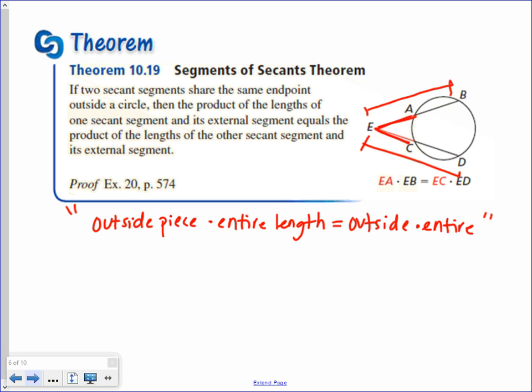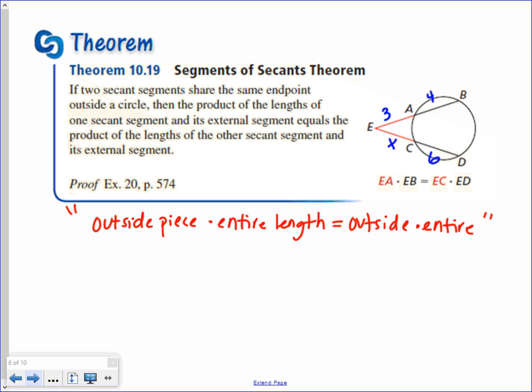Now, for those of you that are a little more visual, let me give you an example. These numbers are probably not going to be to scale, just so you know. But if you have something like this, okay, the theorem is not 3 times 4 equals x times 6. That is not what it is.